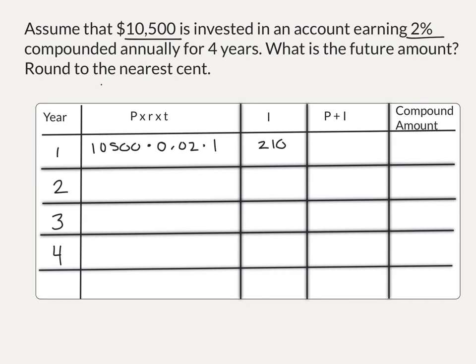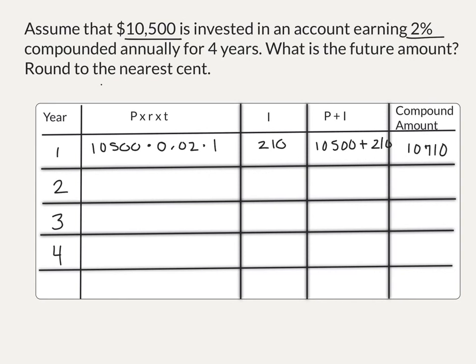Next, we're going to add the principal, which was 10,500, to the interest, which was 210. So 10,500 plus 210 gives me a value of $10,710. So that's the compound amount for year 1.